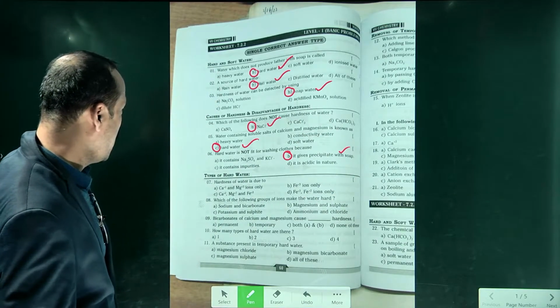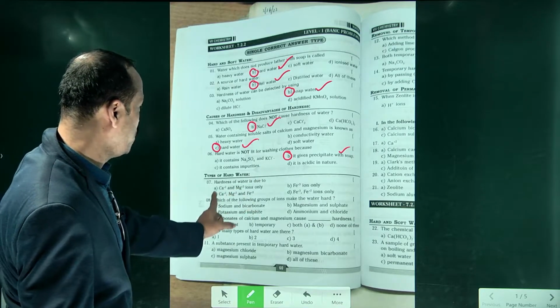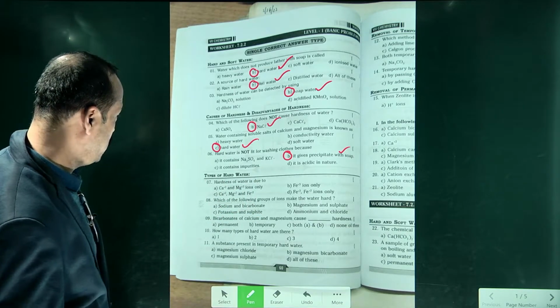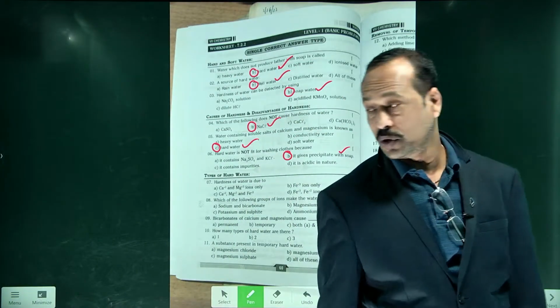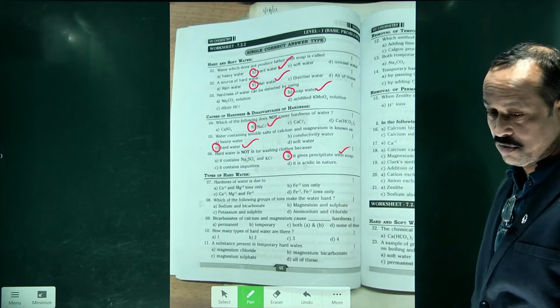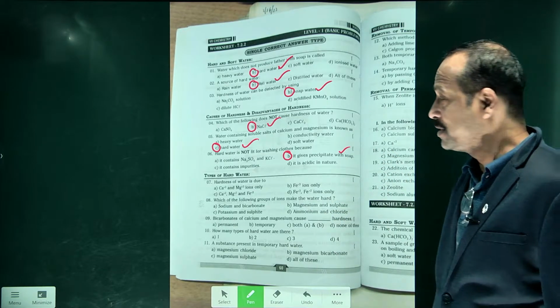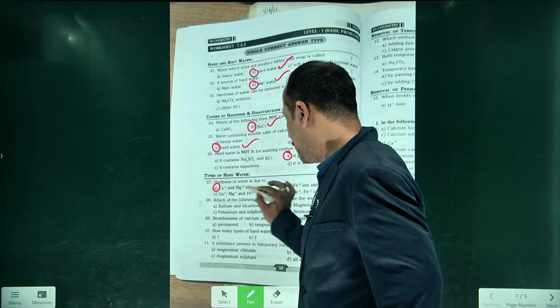Very good. Now come to the hardness of water. Hardness of water is due to which ions? Calcium and magnesium ions only, iron ions only, or calcium, magnesium, iron ions only. Which is the right answer? Sir, calcium and magnesium ions. Very good boy. Good going.